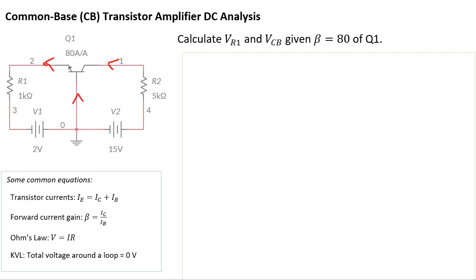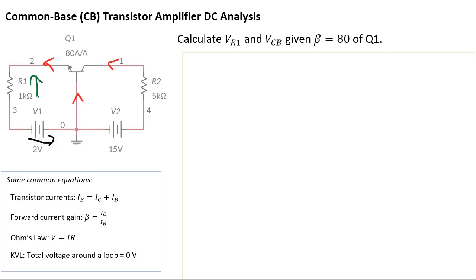Next, I'm just going to label the voltages. I'm going to use green to represent the voltages that we're interested in. Since IE is flowing right to left and therefore going down through R1, the positive voltage is going to point up. I'm using green to represent the voltages that I eventually want to find an answer to.